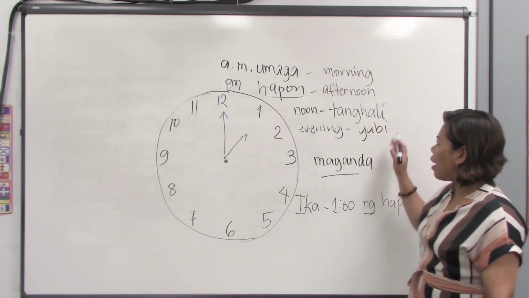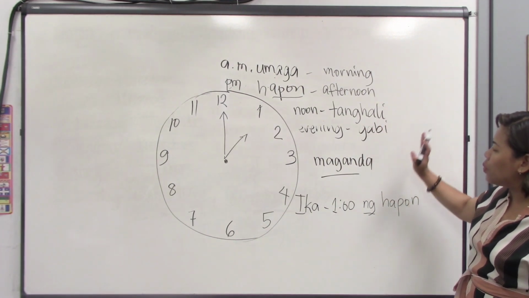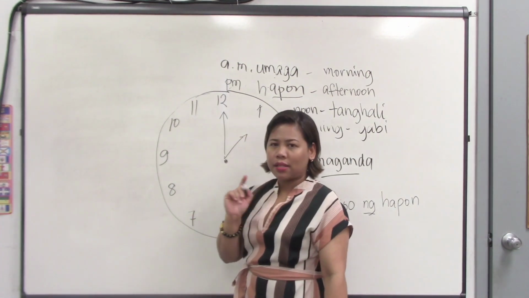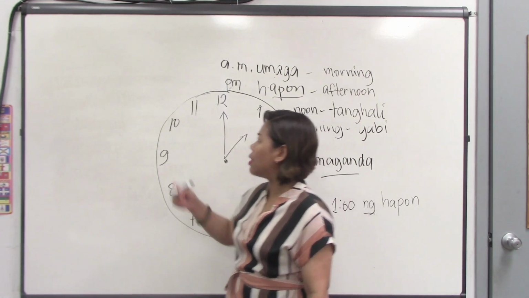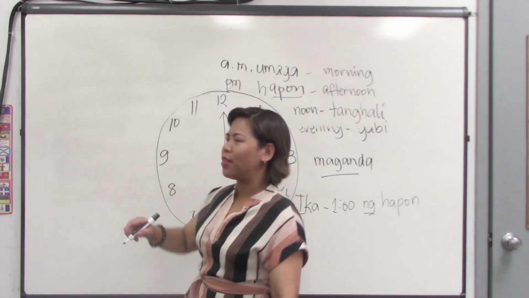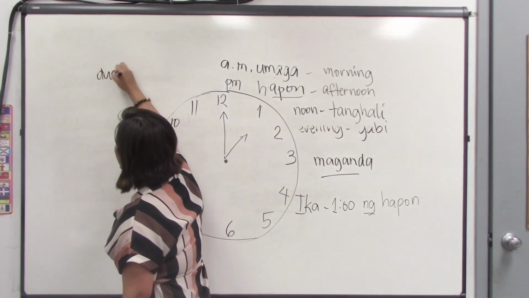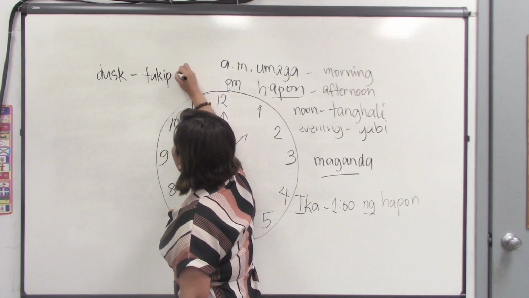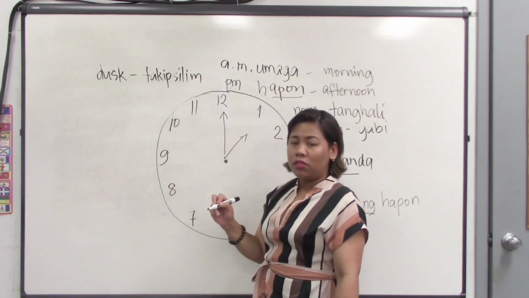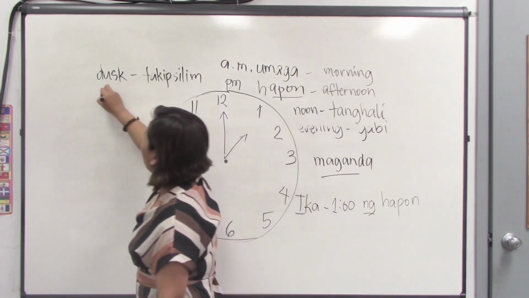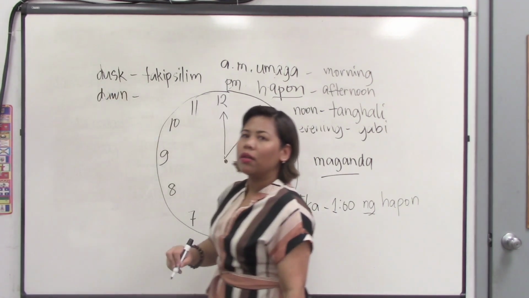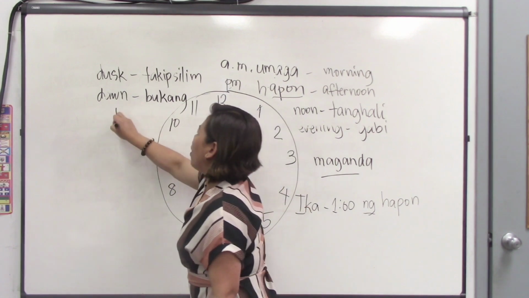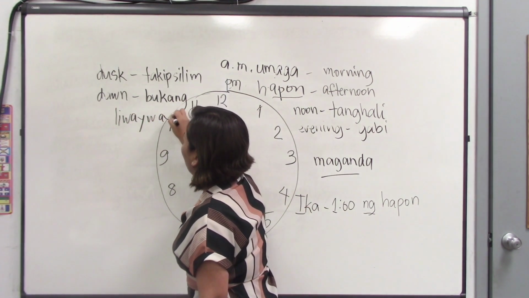We also have other terms like, so we have morning, afternoon, noon, evening. I just want to add this. So when you say dusk, what is dusk? Takip silim. You don't have to know this actually, but I just want to add this as a bonus. So dusk, the Tagalog term for dusk is takip silim. Takip silim. Dawn. Dawn is a bit long. Bukang liwayway. Bukang liwayway.